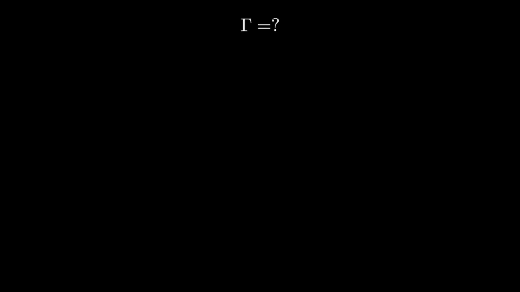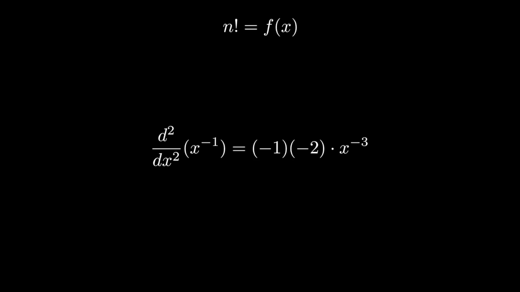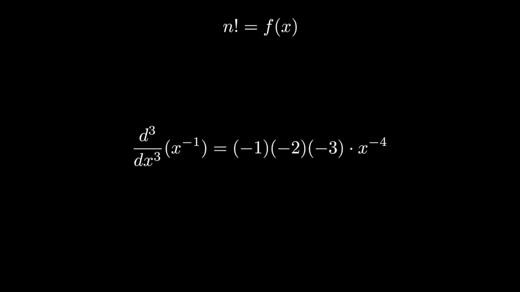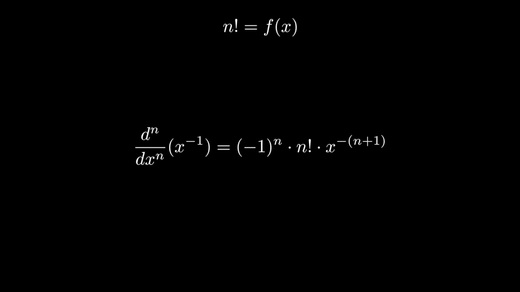To find the gamma function, we would need to first find an equation representing n factorial. That equation could be the nth derivative of x to the power minus 1. Due to the power rule, the coefficient would trickle down and get increased by 1. This leads to a general formula including n factorial.